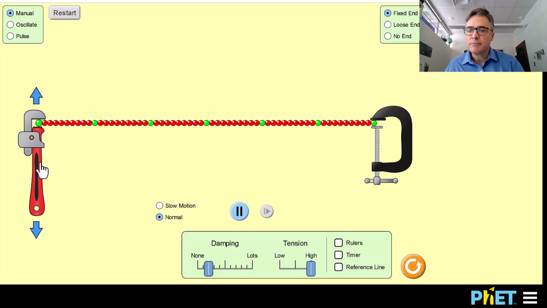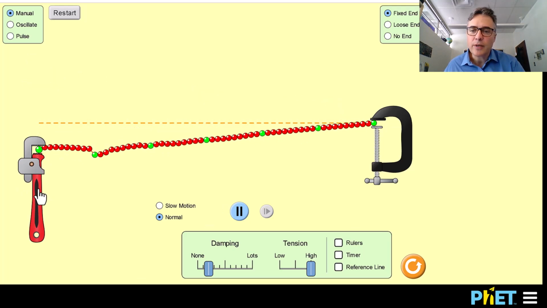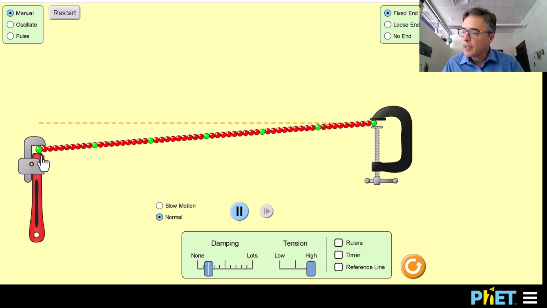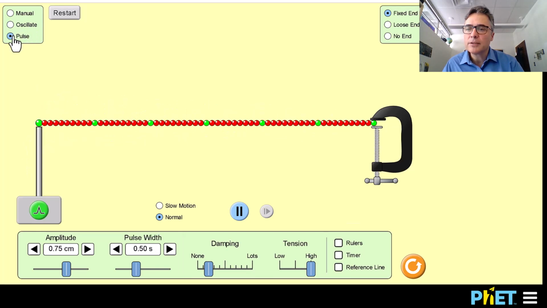And you can basically click and move things around. Like if I move that wrench, it sends a wave out. And what you're supposed to do is follow these instructions. So it says first you can adjust the damping. You can play around with it if you want. You can oscillate the wrench. You can send a pulse, I think, by just clicking that. See what happens.